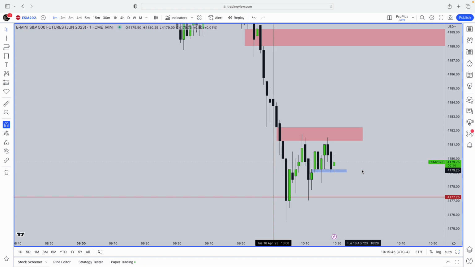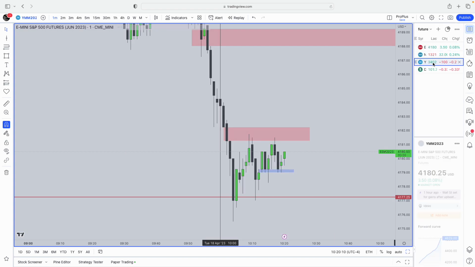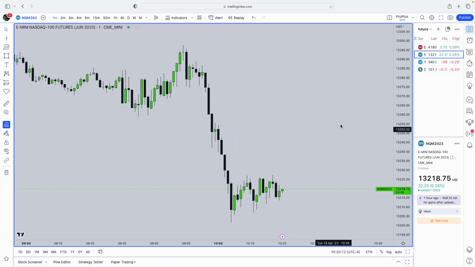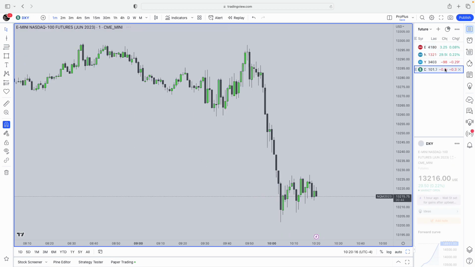Just be patient, it's only 20 past 10. So 40 minutes to find the fair value gap, silver bullet. Let's keep an eye. Make sure the Dow and the Nasdaq are moving smoothly as well. All three going sideways, which is not fun.